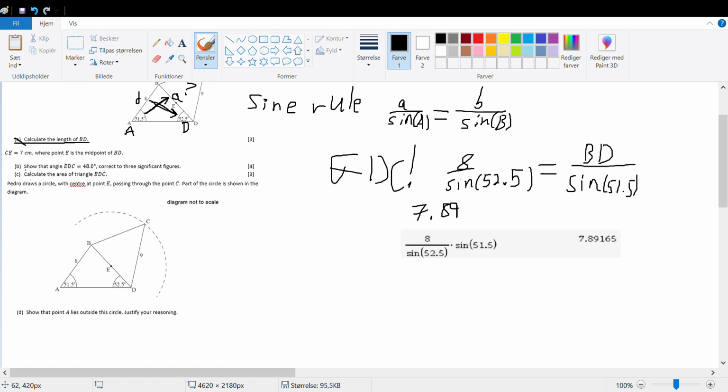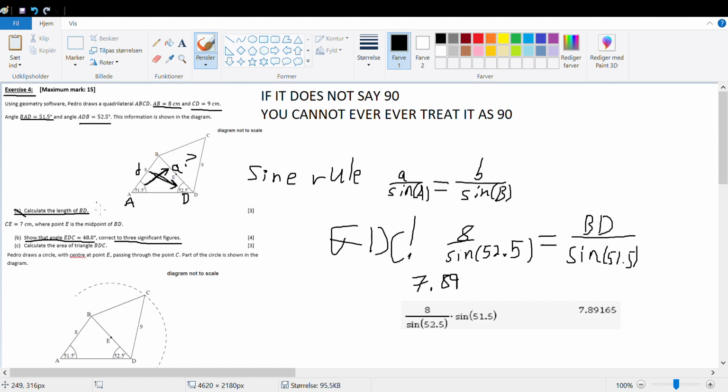Now B says, show that the angle EDC is equal to 48 degrees, correct to 3 significant figures. EDC. Okay, so that's here, here, and then up to here. So we must be looking at this angle. How are we going to prove that that's 48 degrees?